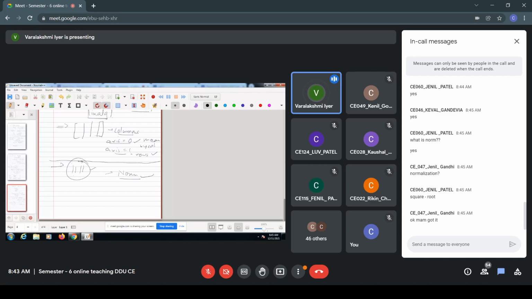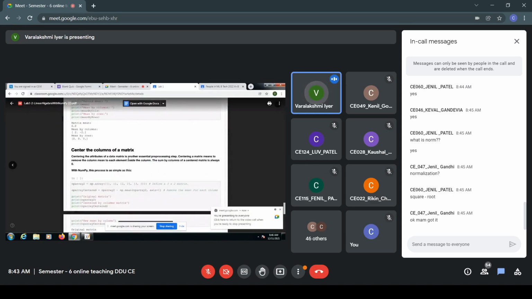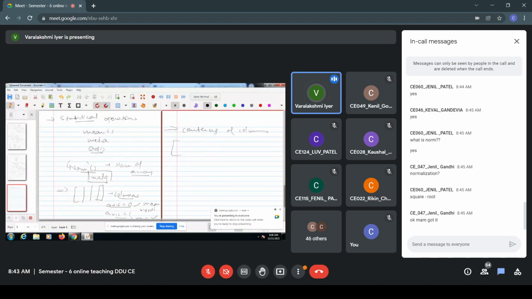Okay, fine. Then we have centering of column. Okay, we have something called centering. If you see, in the last part, we have centering the columns of a matrix. Okay, what is centering of columns of a matrix? We are trying to separate the value of the mean of a particular column from the elements of the column. That is what we are performing in centering.